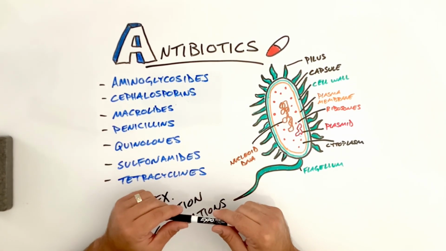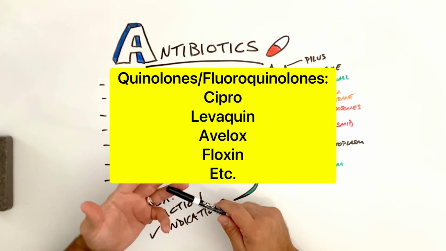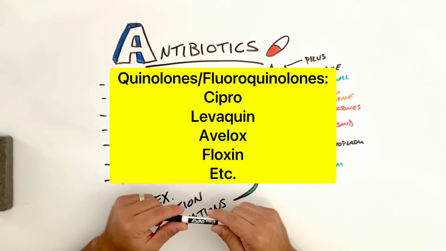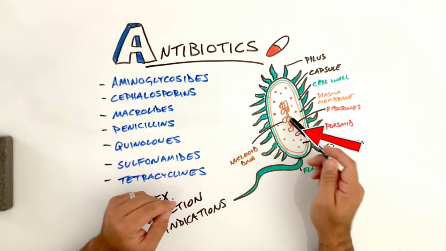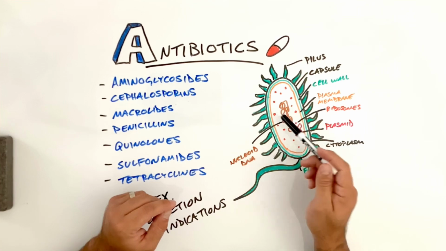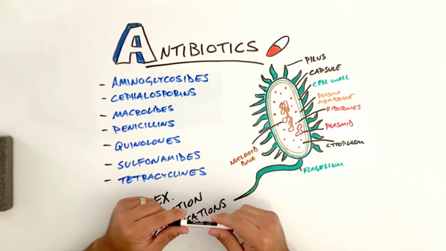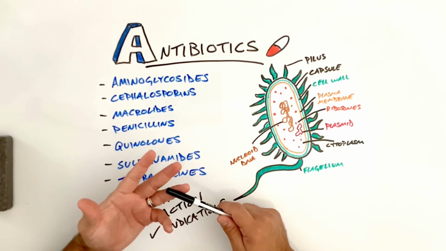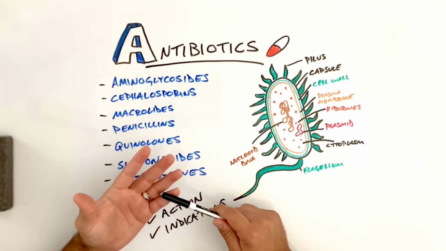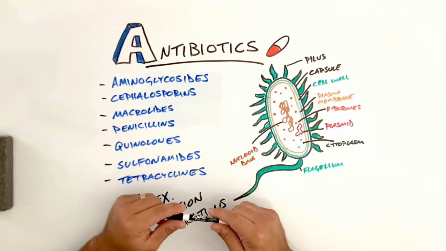Our quinolones, these are like your Cipro or your Levaquin, Avelox, or Floxin. These are going to kill the bacteria by inhibiting bacterial enzymes needed to replicate the bacterial DNA, thereby preventing the bacteria from multiplying. Indications for your quinolones vary depending on the drug, but uses include UTI, septicemia, pelvic inflammatory disease, soft tissue and skin infections, typhoid fever, things like that.